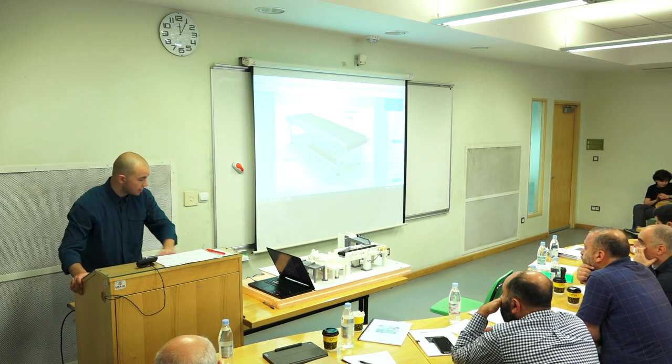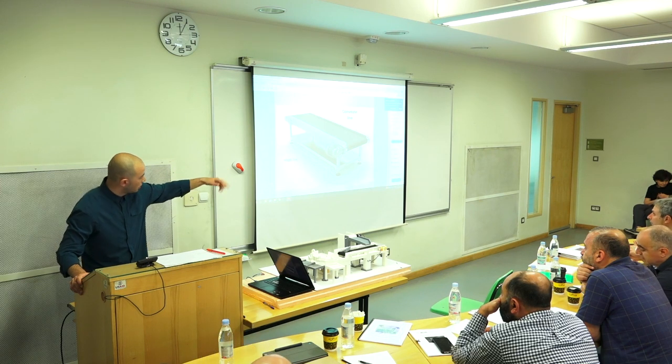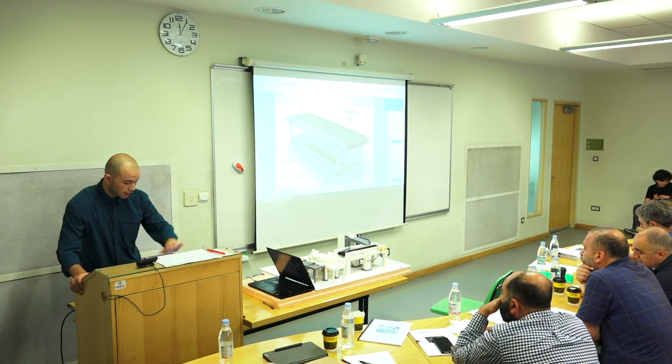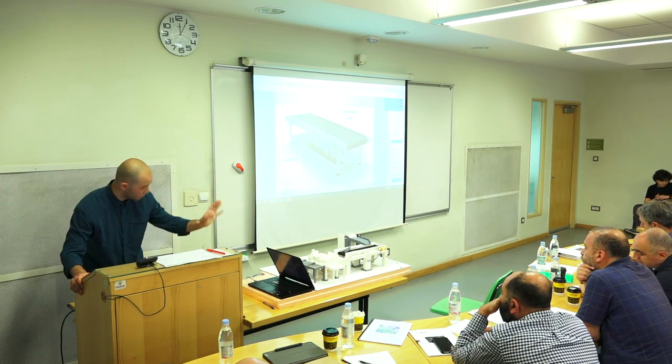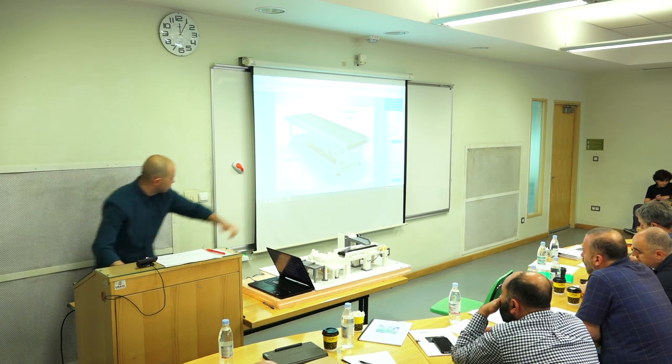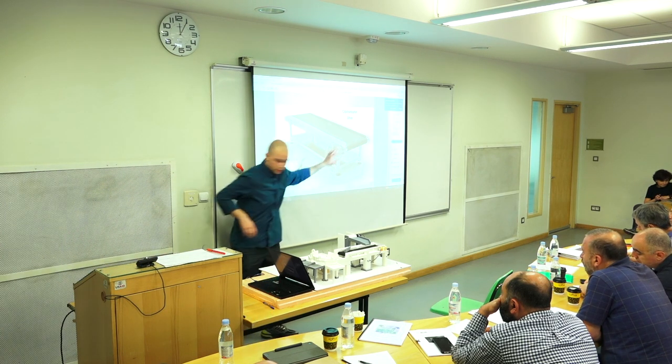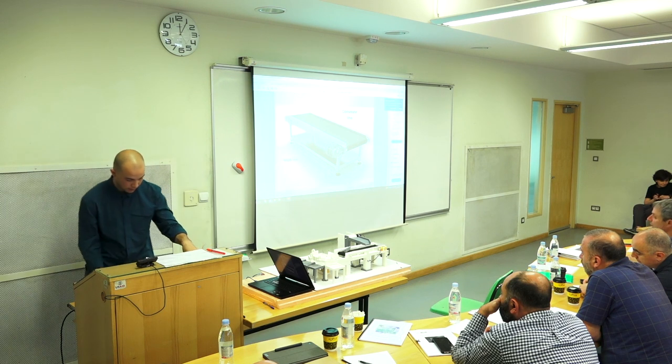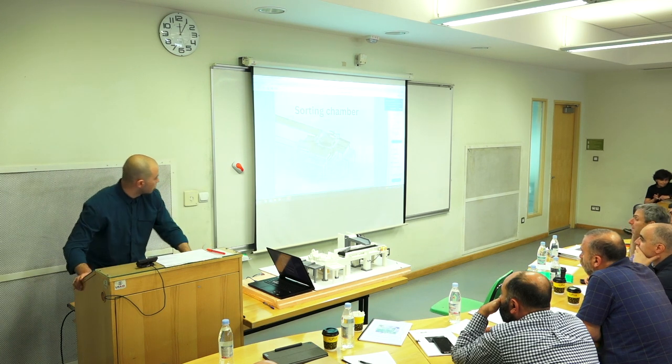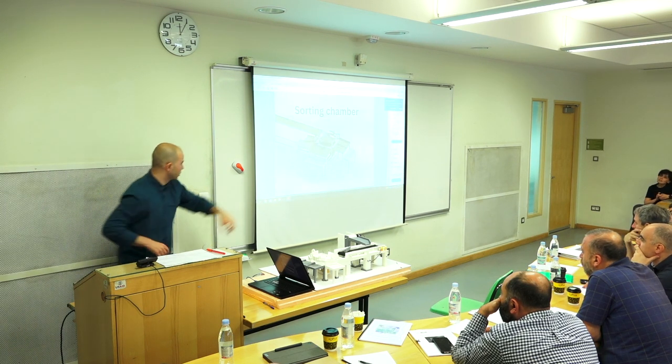Second part, all of those are the renders of my project. So this is the conveyor line, the length of which is 4 meters, and there is this motor, reductor, etc., etc. there, and actually the sorting chamber. So here it is.